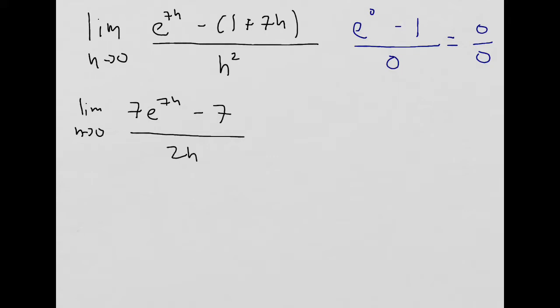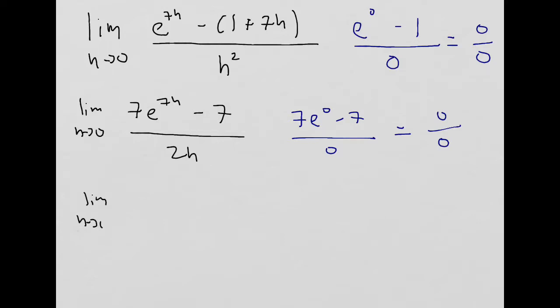Okay, so we used L'Hopital's rule once. Now we should just plug in 0 again, and see what we get one more time. When you plug in a 0, we get e to the 0 power minus 7, all over 0. e to the 0 power is just 1, so 7 minus 7 is 0, and we get 0 over 0. Once again, another indeterminate form, which means that we should take L'Hopital's rule again.